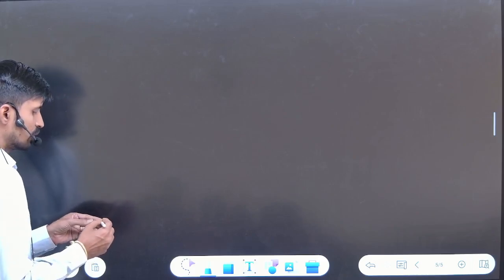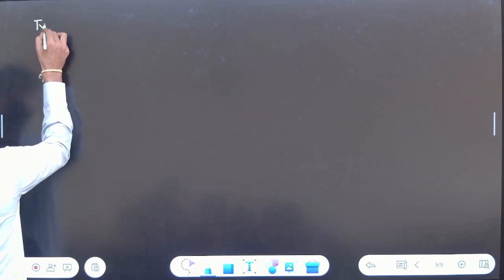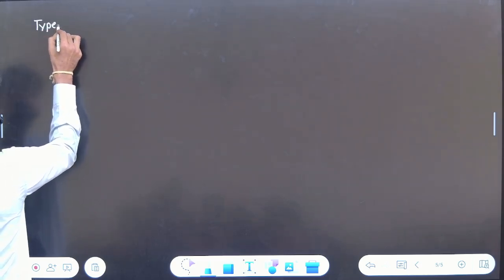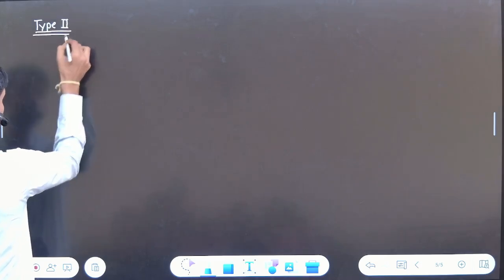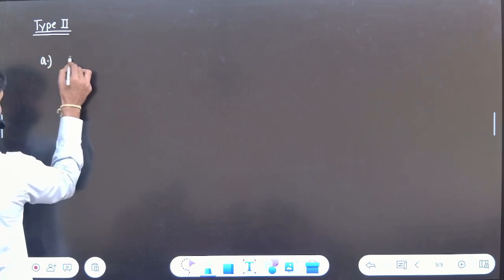So till now we have learned type 1. Type 1 was factorization. This is our type 2. Type 2 means reducing our trigonometric equation into a quadratic equation. Suppose I am writing one here.